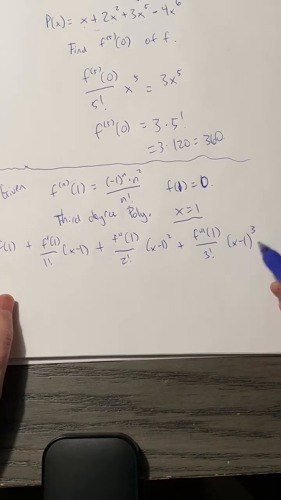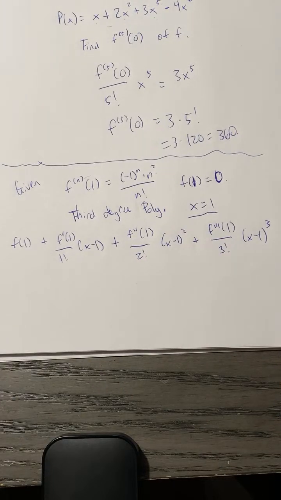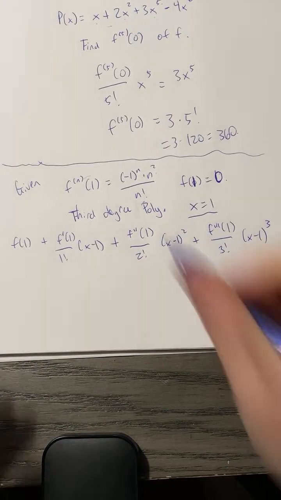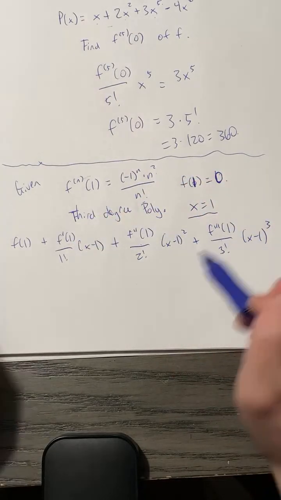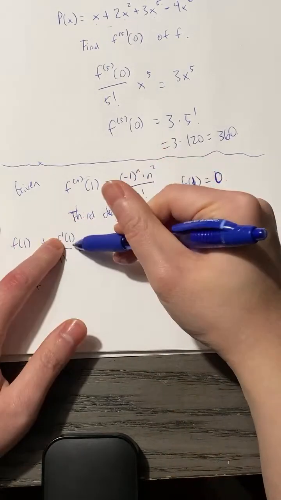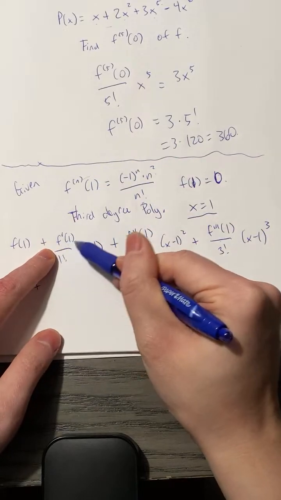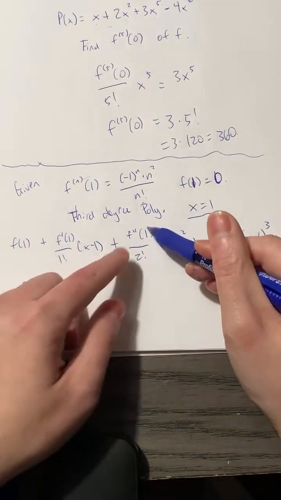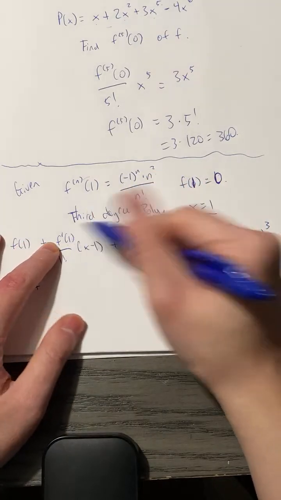And again, I go up to this term because this is the x to the third term. Then I start plugging the derivatives into this formula, because this tells me how to find the numerators of these coefficients. f of 1 is 0, as they said. And remember that you're not plugging in the center point, you're plugging in the derivative number. So for this term, I'm going to plug in 1 because it's the first derivative. For this term, I'm going to plug in 2 because it's the second derivative. And then I'm going to plug in 3 for this one.